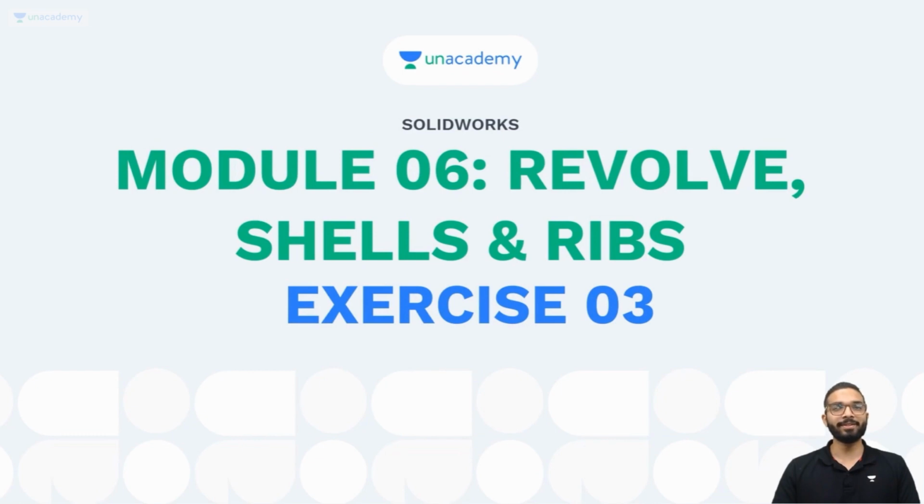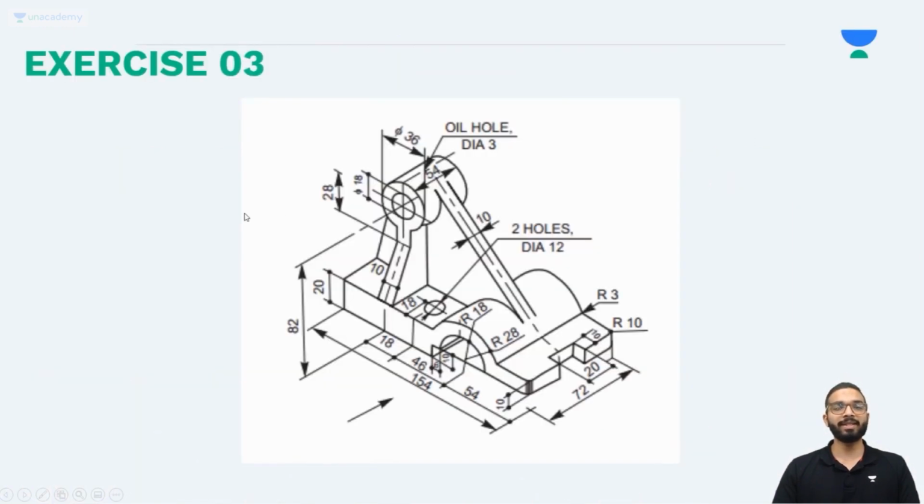In this new video, we will be creating another 3D model, and with the help of this 3D model, we will learn how to add ribs. Let's take a look at a 3D model first. Here you can see that we have a reference image for a 3D model. All the dimensions required in order to create it are given over here.